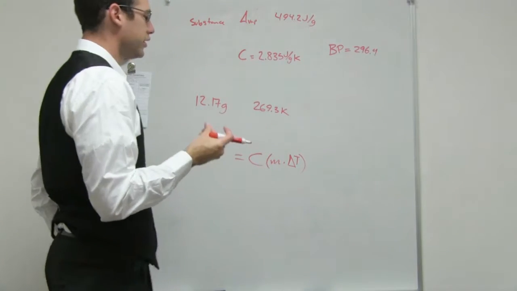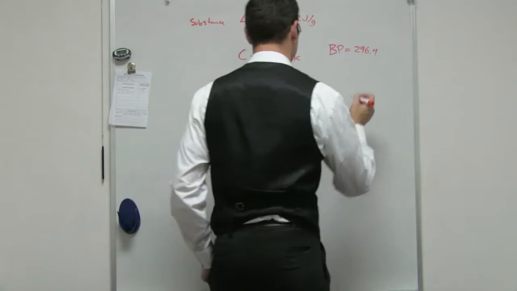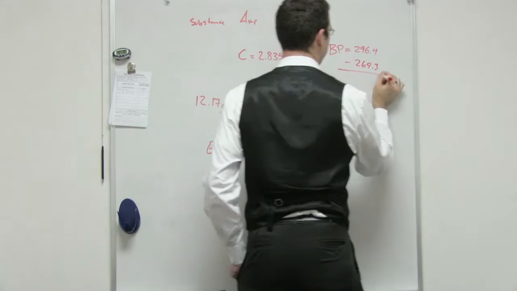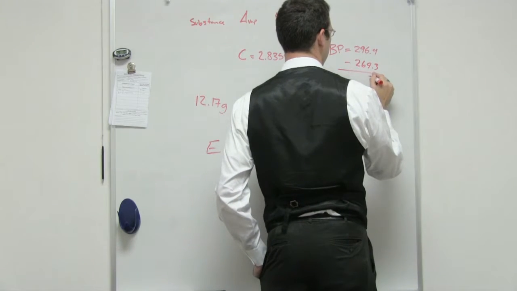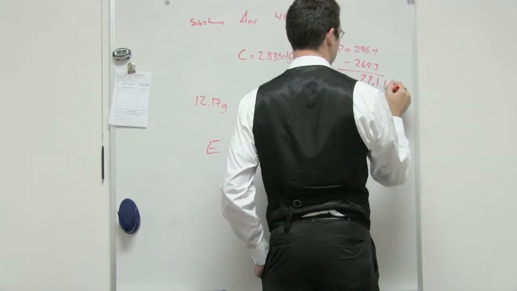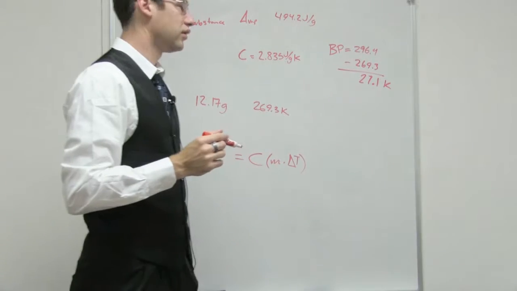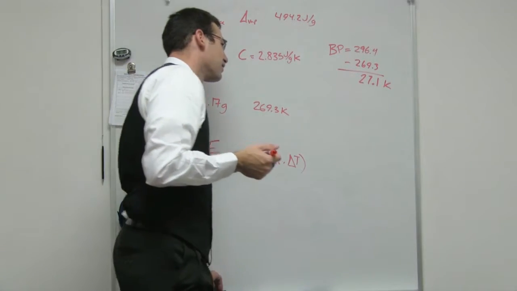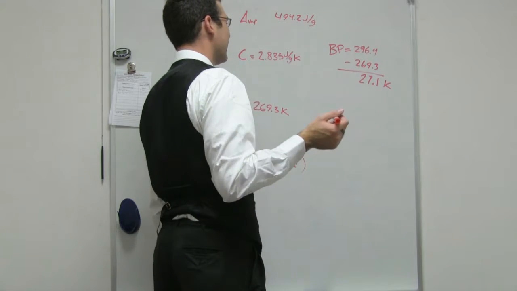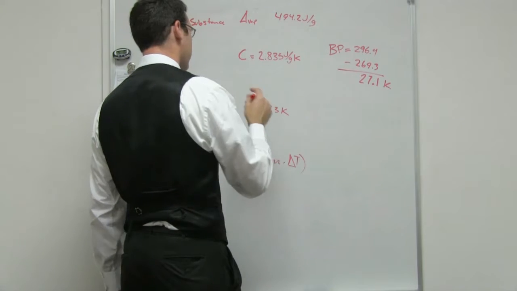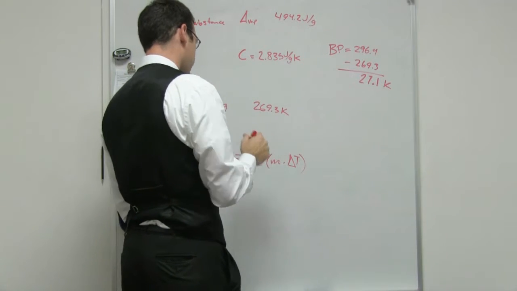Okay, so let's figure out delta T first. We've got 296.4 minus 269.3. We subtract, and we get 27.1. I can still do subtraction without a calculator. So we're going to plug that 27.1 into our equation.